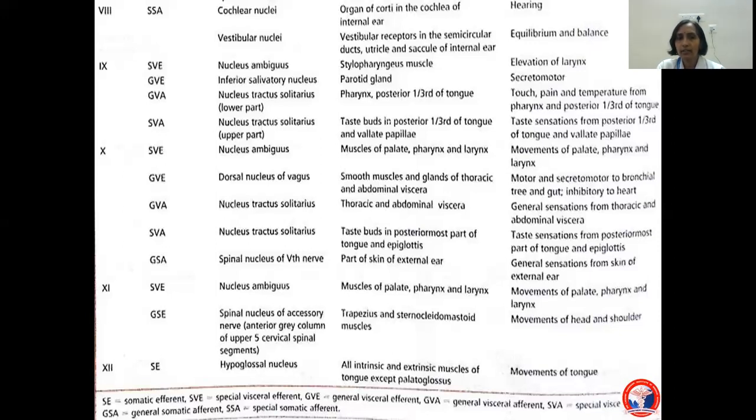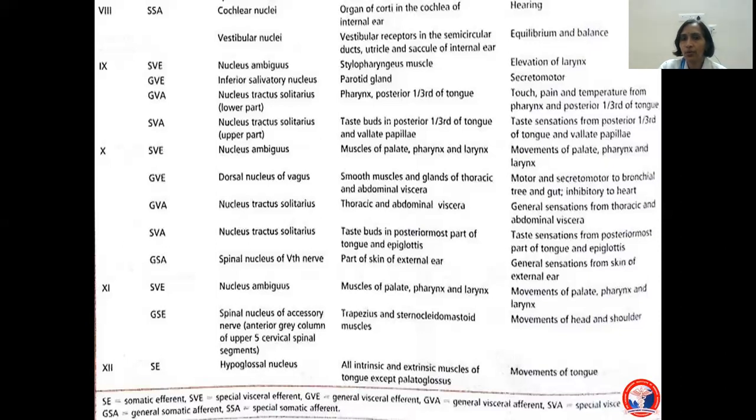Then comes the 11th cranial nerve, that is the spinal accessory nerve. It has two components. One is special visceral efferent. This branchiomotor component is again from the nucleus ambiguus. So we can see that the nucleus ambiguus is contributing fibers to the 9th, 10th, and 11th cranial nerves, and all these fibers are special visceral efferent, supplying the muscles arising from branchial arches.